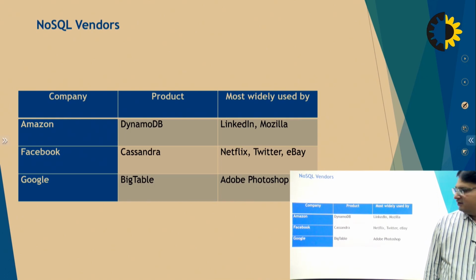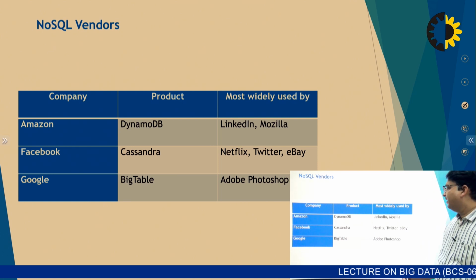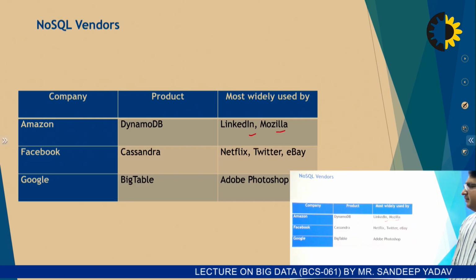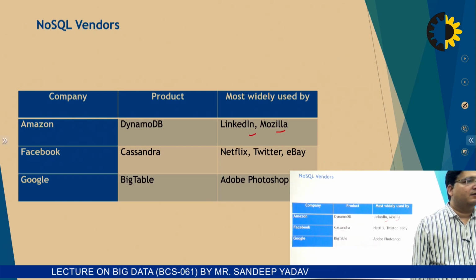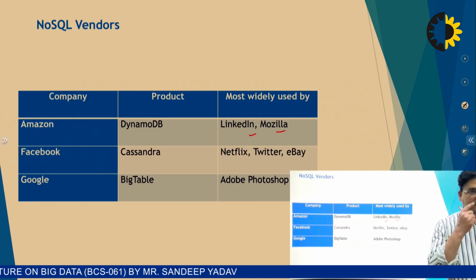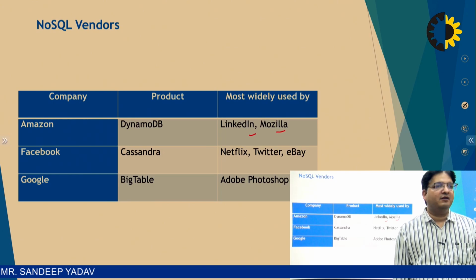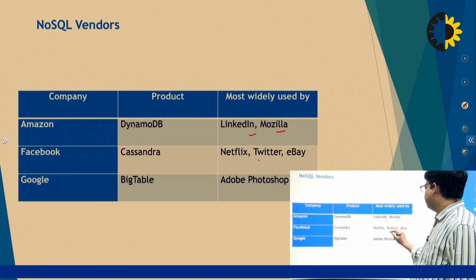Prominent among the users are, first, Amazon, whose product is DynamoDB, and it is mostly used at LinkedIn and Mozilla. Second is Facebook. Facebook generally uses Cassandra, and the most widespread users are Twitter, Netflix, and eBay. Twitter is nowadays known as X also.